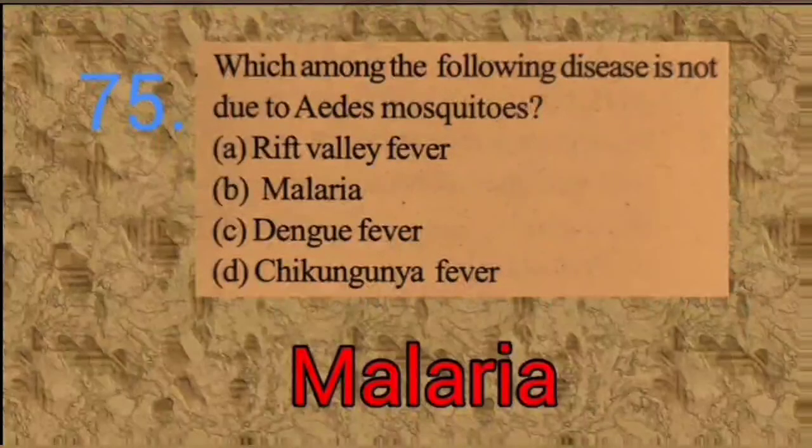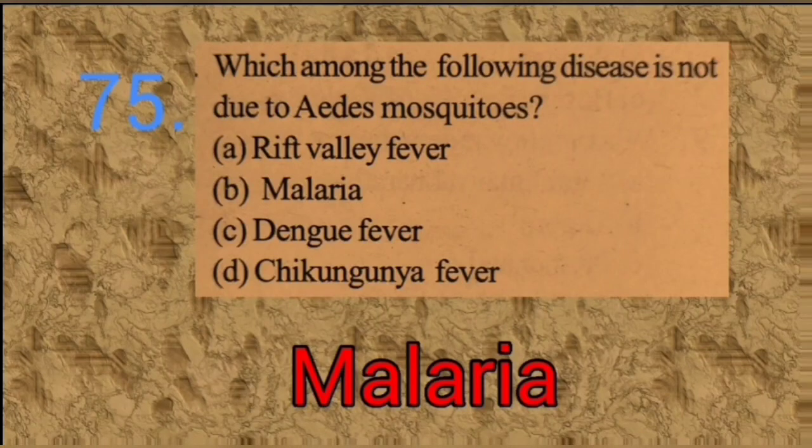Which among the following diseases is not due to Aedes mosquitoes? Options: A, Rift Valley fever; B, malaria; C, dengue fever; D, chikungunya fever. Malaria.